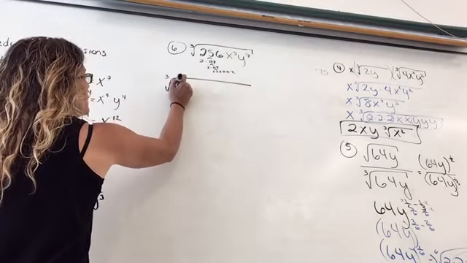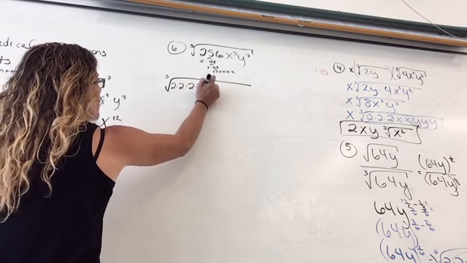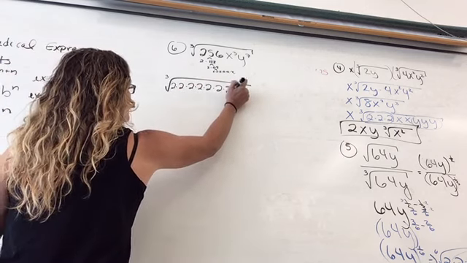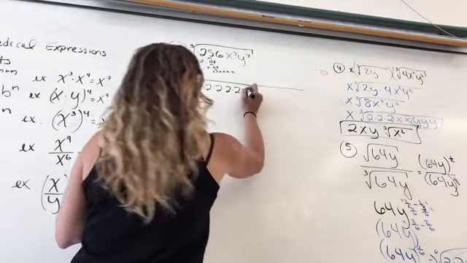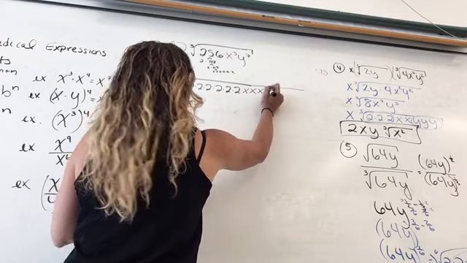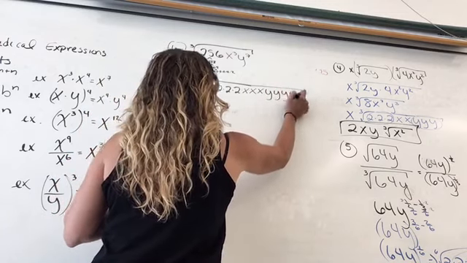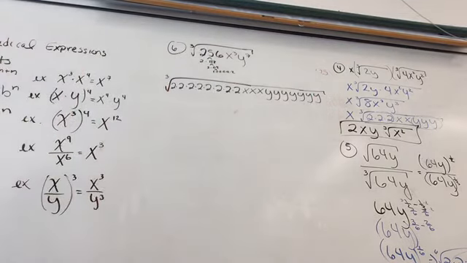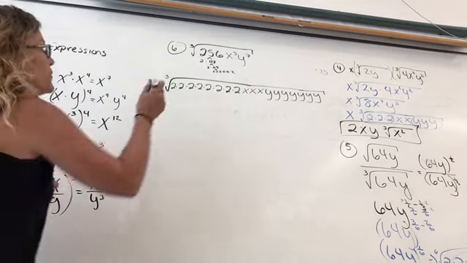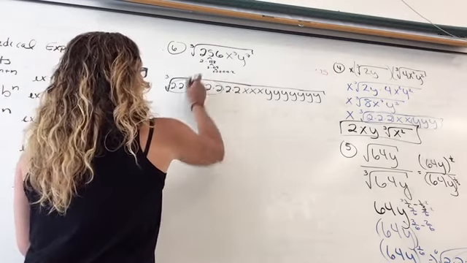So for the cube root, that's 1, 2, 3, 4, 5, 6, 7, 8, just to get the 256. The reason why I want to break it all the way down is we want to circle groups of 3 and pull them out. Now, I also have in here 3 groups of x and 1, 2, 3, 4, 5, 6, 7 groups of y. And I want to circle things in groups of 3. So there's 1, there's 2.